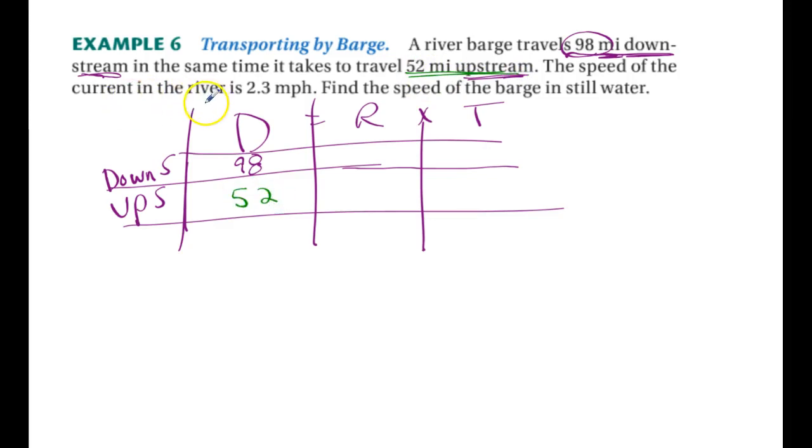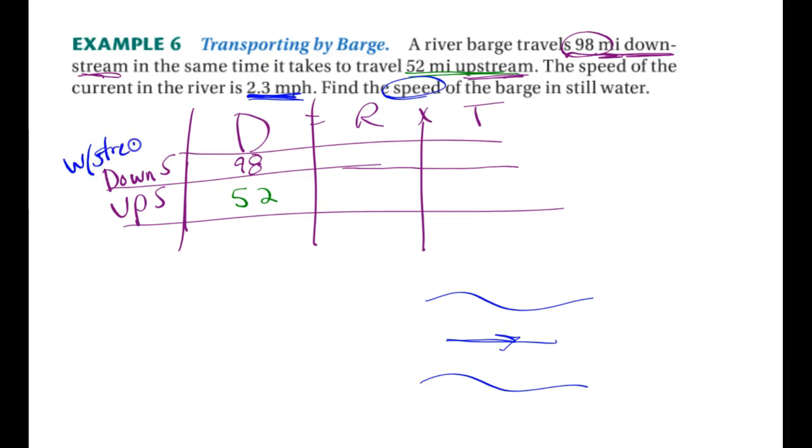The speed of the current. Now, the current, this is interesting. This is a little bit different. So they say find the speed. So we're going to find R. Now, do you agree that a boat going down the river is going to be increased by the speed of the current, because going down is always faster than going up? Going down is with the stream, and then going up is against. So maybe I should have named these with the stream and against the stream.